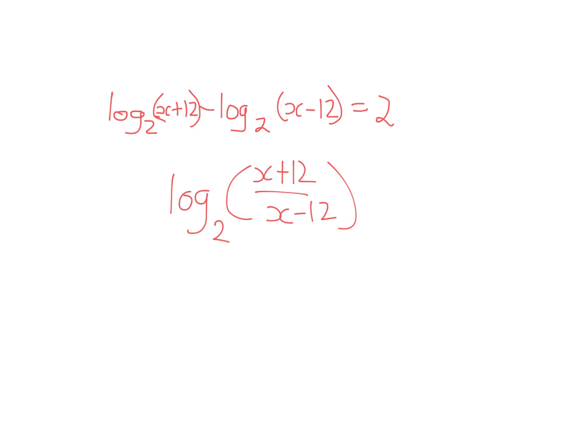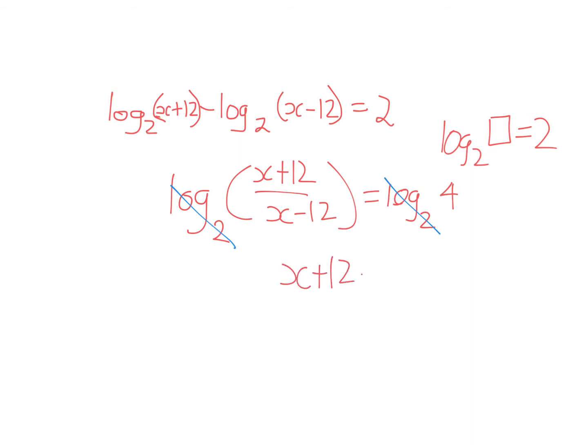So if I want to write 2 as log base 2 of something, what number goes in the box? Well, it's actually just 2 to the power of 2, which is 4. So I can write 2 as log base 2 of 4. This is equal to 2 because 2 to the power of 2 equals 4. So now that I've got log base 2 on both sides, I can cancel those logs, and I'm just left with x plus 12 over x minus 12 is equal to 4.